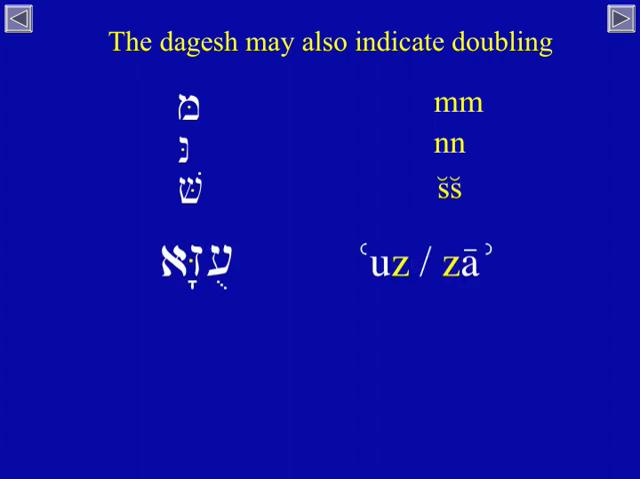So here in the form uzzah, uzzah. Note that when we divide syllables, we divide between the doubling, which makes sense, as it's the only way to make sure that each syllable begins with one and only one consonant.